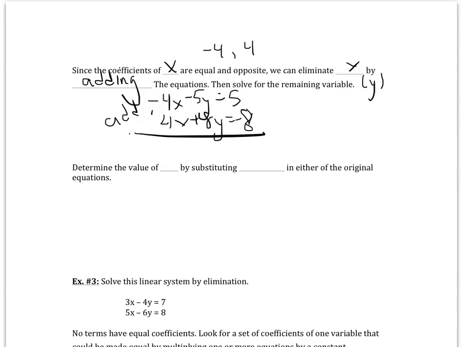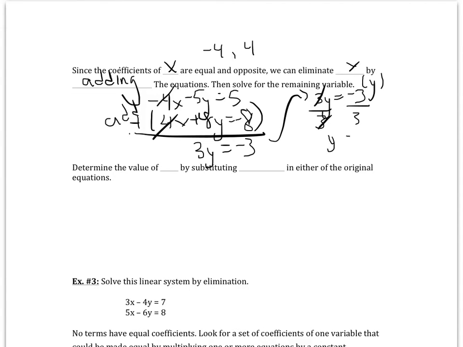Okay, so I'm adding these two equations. My 4's cancel out. I end up with 3y equals -3. Remember, I'm solving for y, so my 3y equals -3 ends up being divided by 3 on both sides, and I end up with y equals -1. Okay, determine the value of x by substituting y equals -1 into either of the original equations.